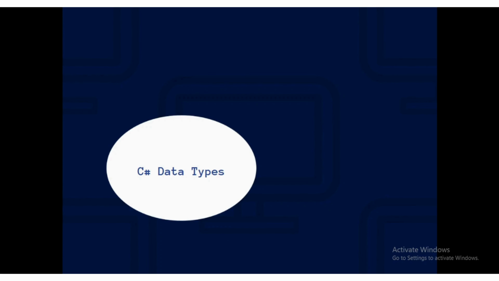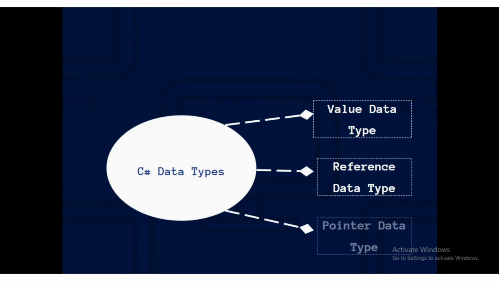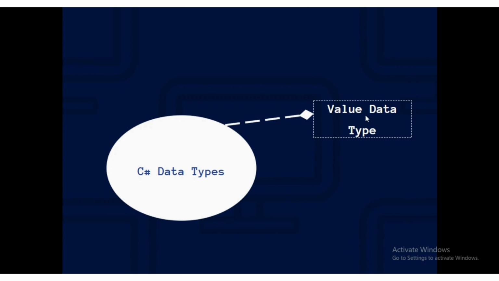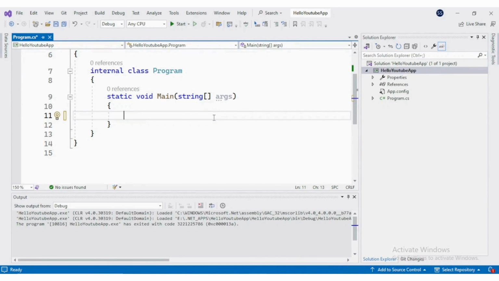In C#, data types are divided into three main categories: value data type, reference data type, and pointer data type. Value data type will directly store the variable value in its memory. In C#, value data types can be the following types: signed and unsigned integer types, floating types, character, decimal, and boolean types. Integer data type. Integer data types are whole numbers without any decimal point.